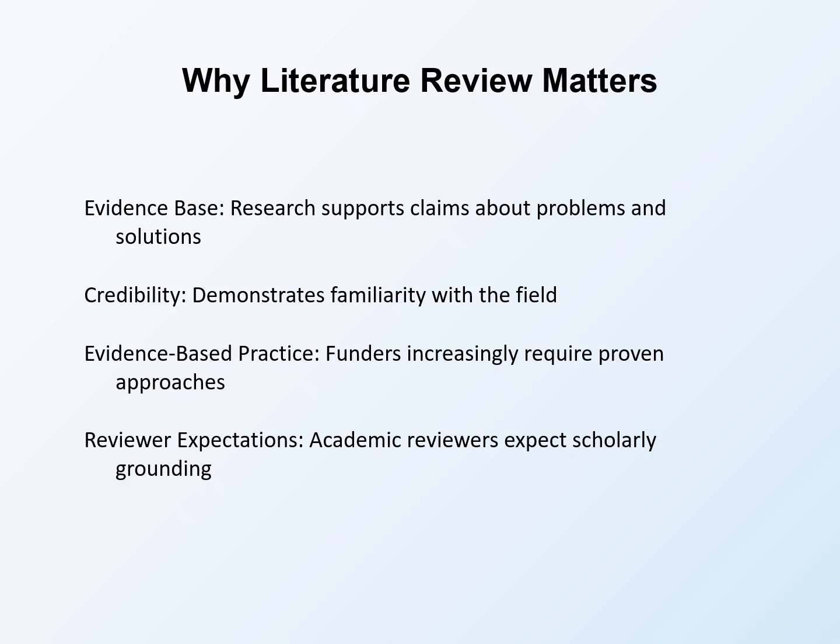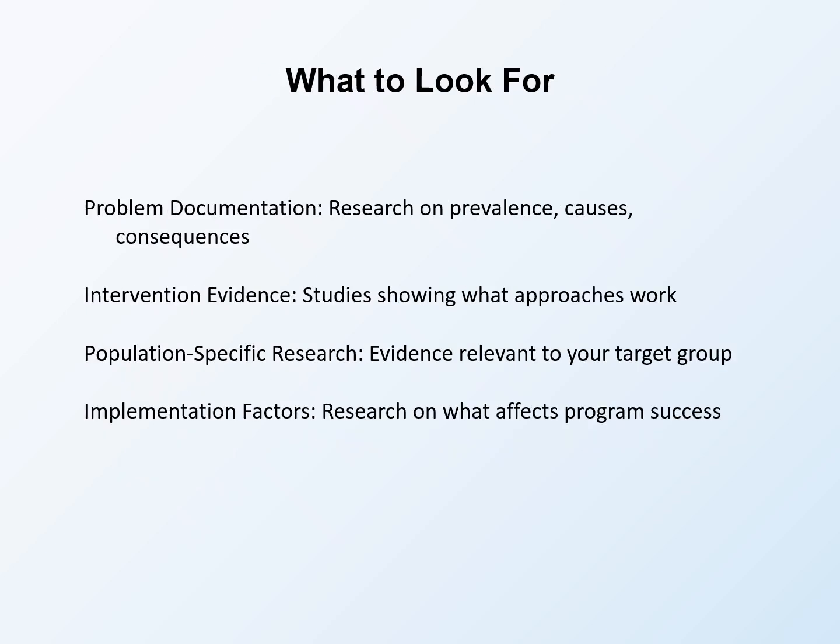Federal grant applications and many foundation proposals are reviewed by researchers and academics who expect to see appropriate engagement with the scholarly literature. Meeting these expectations is essential for scoring well in competitive review processes. Knowing what to look for makes your literature search more efficient and productive. You will typically need 4 types of research for a strong proposal.